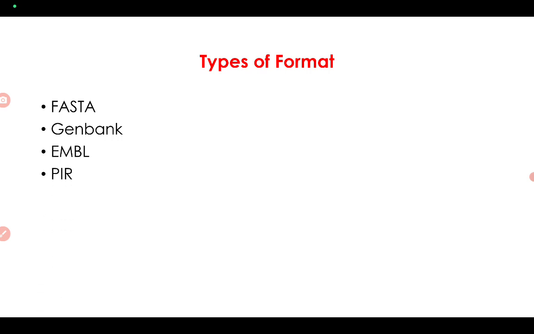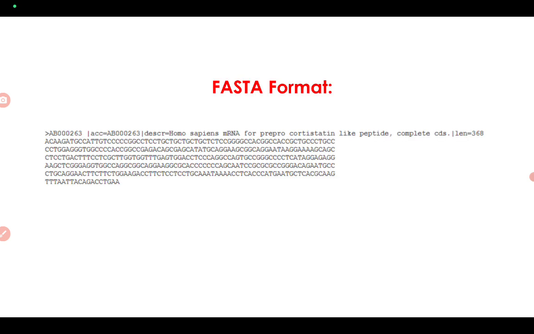Another one is PIR, that is Protein Information Resource. Another is GCG. Another is IG, IntelliGenetics sequence format. Another is the multiple sequence format. These are the most common formats that are used in bioinformatics. Today, our discussion is based upon two formats, FASTA as well as GenBank. But we will see how these different formats look in bioinformatics. So I'm going to take FASTA format as an example.